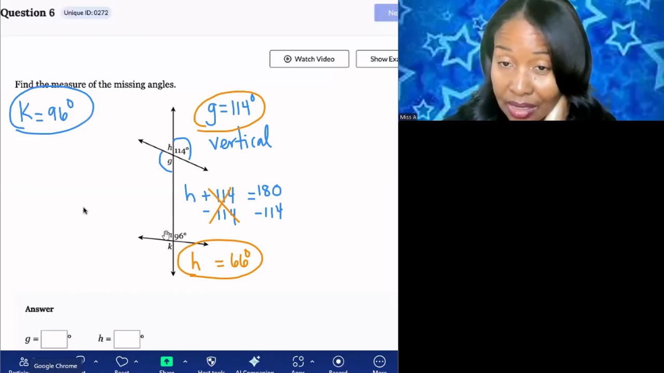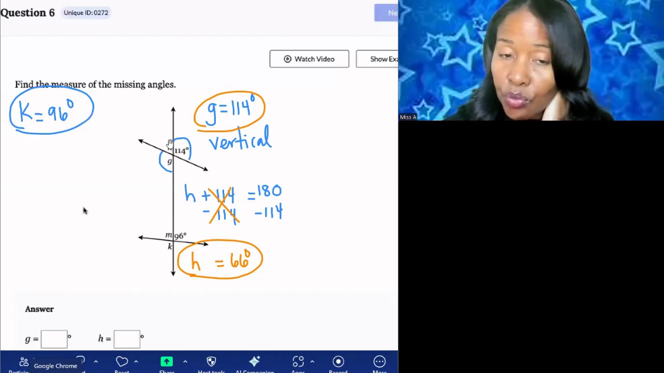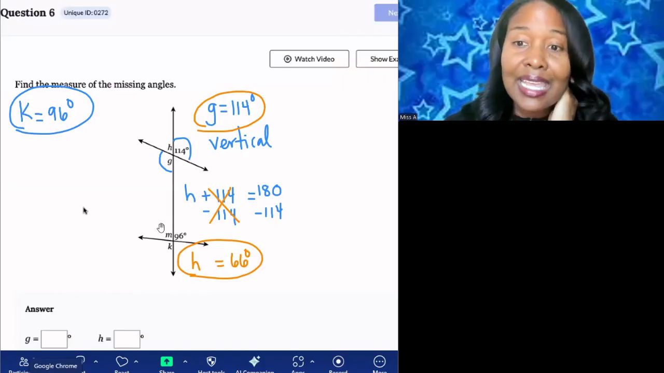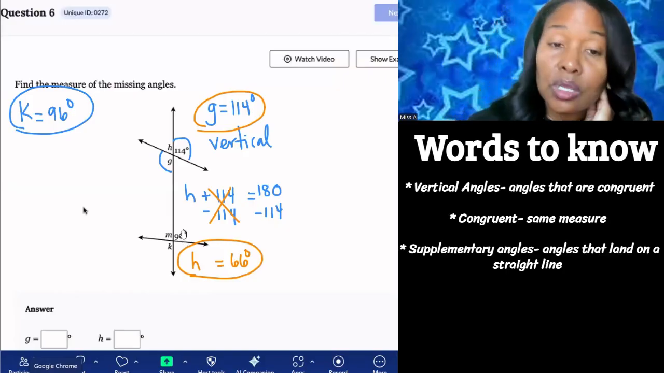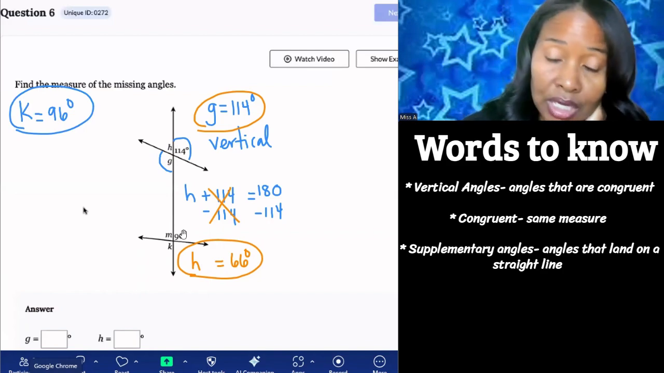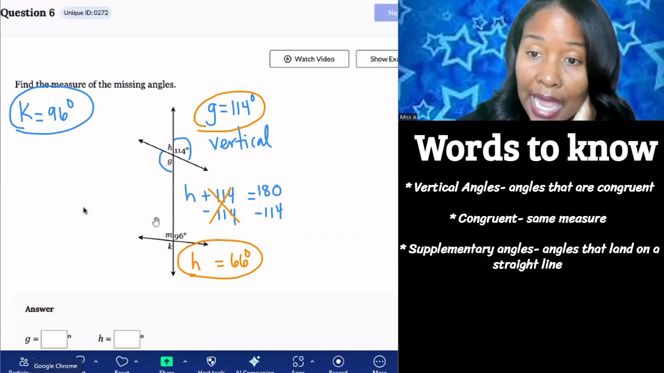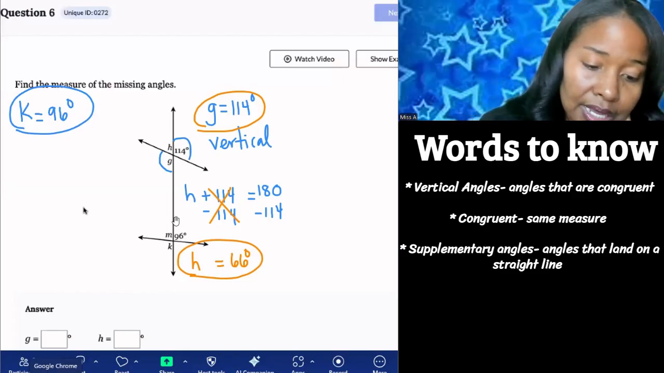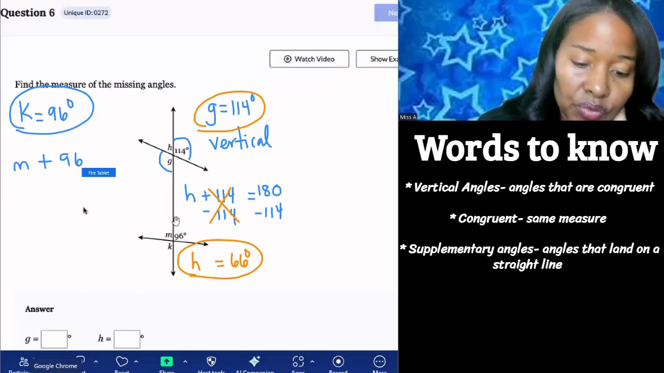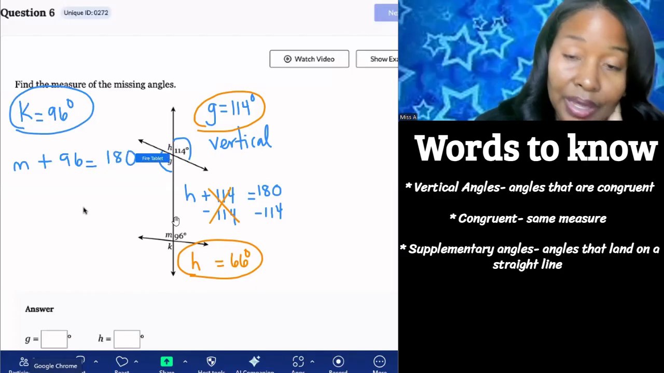Angle M, similar to what we did up here when we found the value of angle H, is supplementary to this 96 degree angle. Supplementary angles add up to 180 degrees. So I'm simply going to write M plus 96 equals 180, so I can solve for the value of angle M.